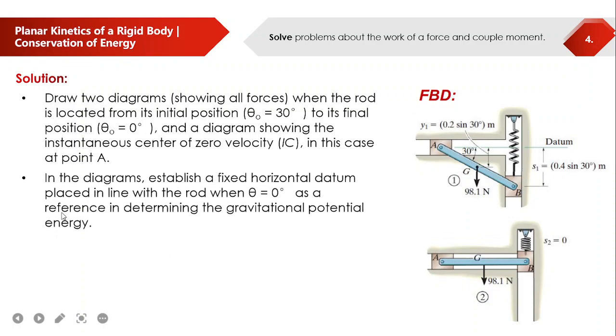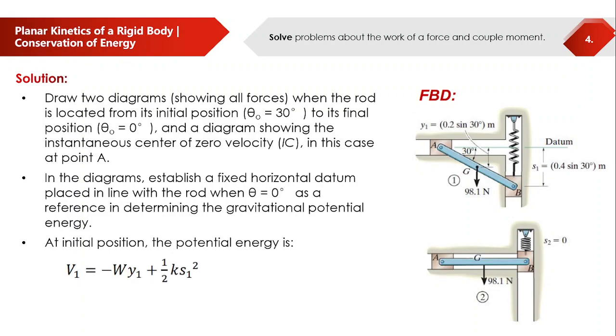In the diagrams, establish a fixed horizontal datum in line with the rod when theta is equal to 0 degrees as a reference for determining the gravitational potential energy. We have drawn the datum. At the initial position, the potential energy is negative because it is below the datum line: negative W times y sub 1 plus 1/2 K S sub 1 squared.